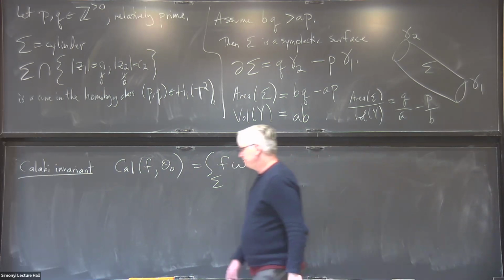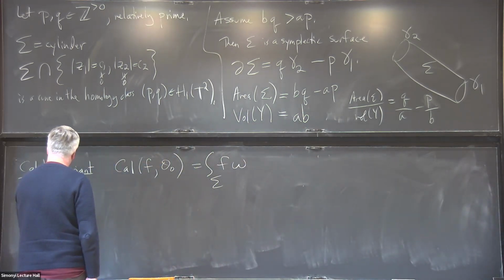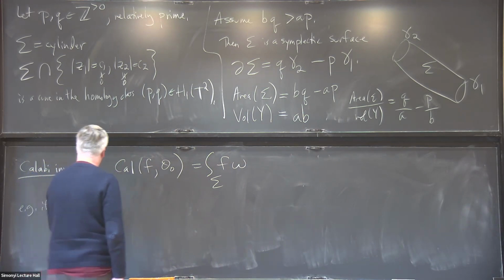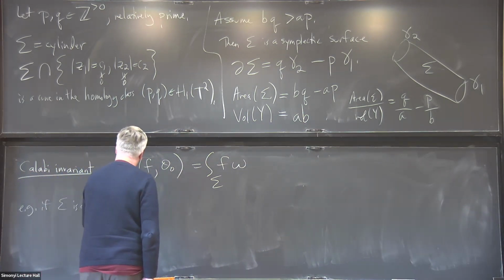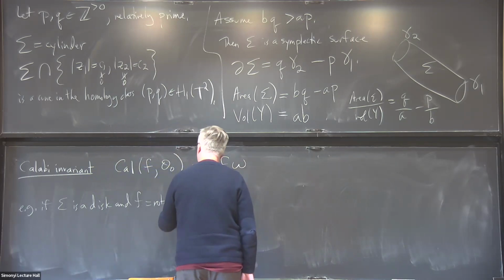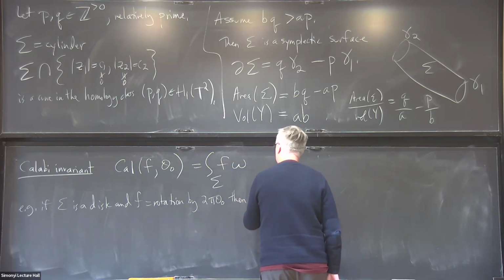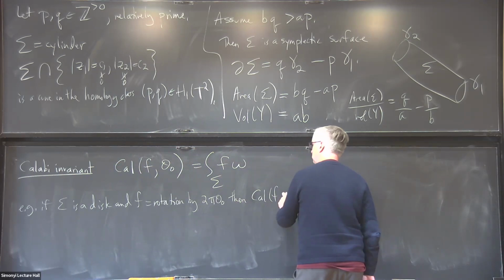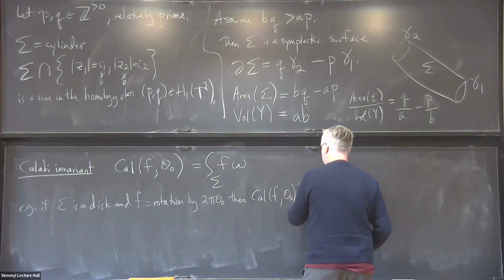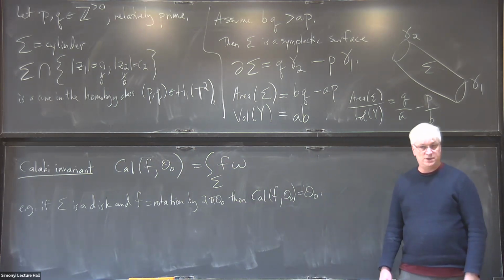For example, if sigma is the disk, and f is rotation by 2 pi theta 0 on the entire disk, then the Calabi invariant is simply theta 0. So you can think of it as some kind of rotation number.